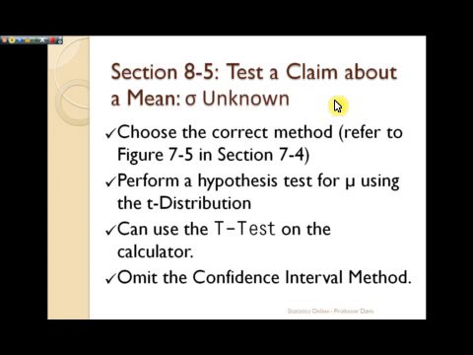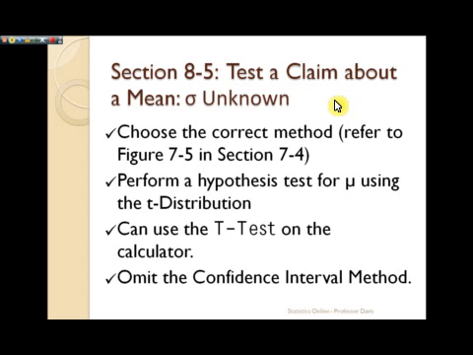So in this section, we want to be able to differentiate the methods of testing between sections 8.4 and 8.5. In other words, whether we want to use the normal distribution or the student's t-distribution. This is exactly like what we did in section 7.4 when we talked about how we can do confidence intervals using those two different distributions. So I would refer you to figure 7.5 in section 7.4, and that will help us do that.